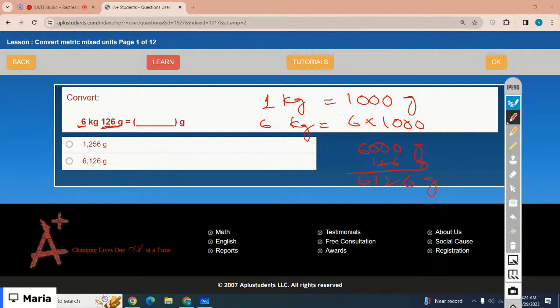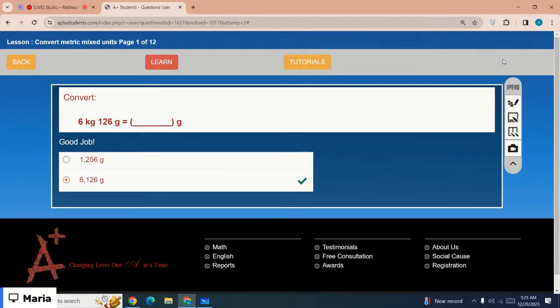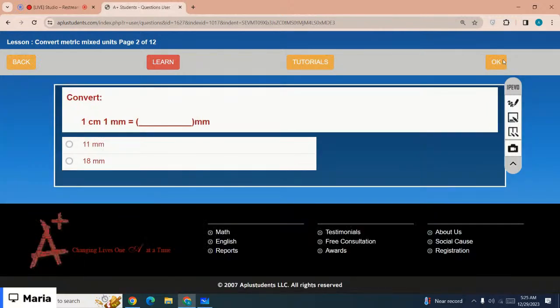So that's why I'm saying again and again the basic conversions are very very important. Just keep them in your mind, note them down on your notebook and recall them. So the correct option is 6126 grams. Got it?